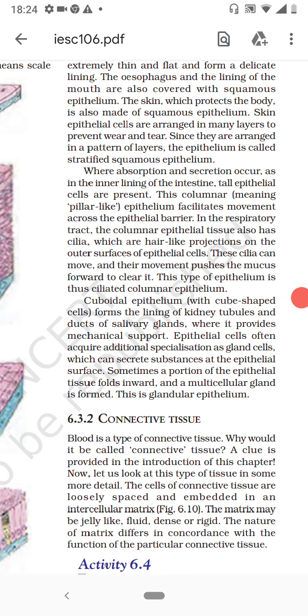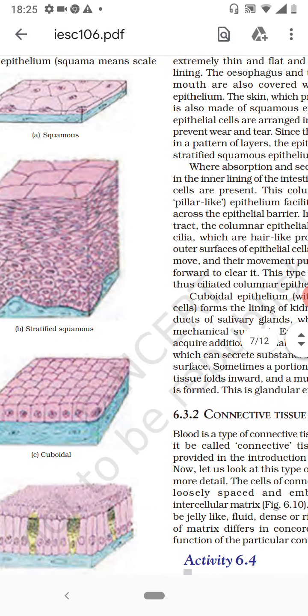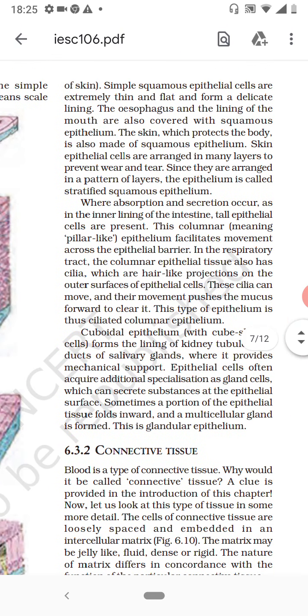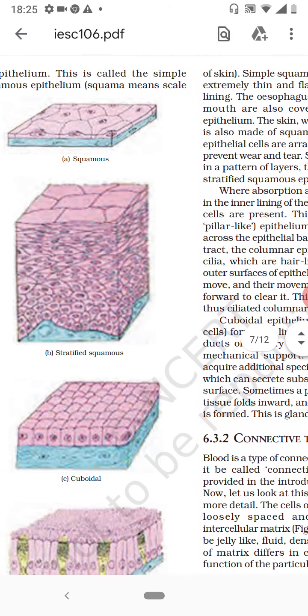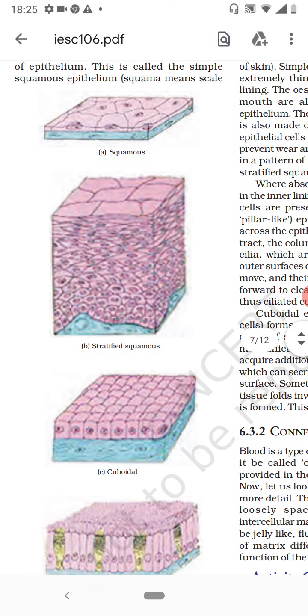And stratified squamous epithelium is found on the outer side of the skin, as it is highly resistant to mechanical injury and is waterproof. That is why simple squamous epithelium forms the lining of inner organs. But this one, as it can resist high mechanical injury and is waterproof, is found on the outer side of the skin. And the cells of stratified squamous epithelium are arranged in many layers to prevent their wear and tear.